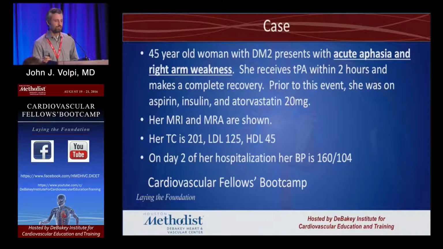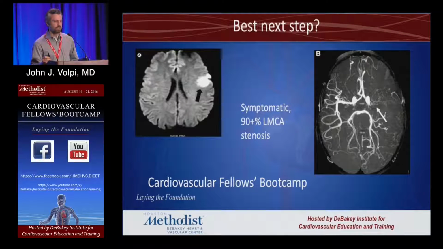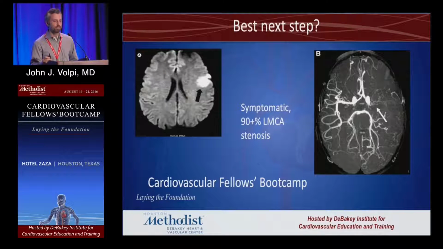Just enough time to maybe squeeze in one more case. This is an acute aphasia with right arm weakness. This patient has a symptomatic left MCA 90% stenosis. So this is an intracranial left MCA stenosis. What should we do about that?